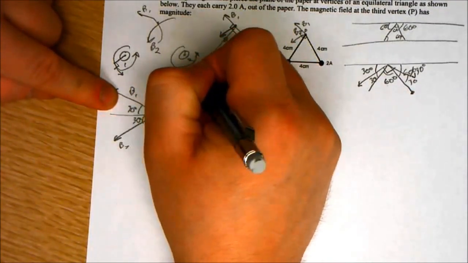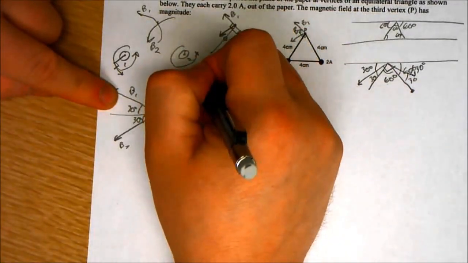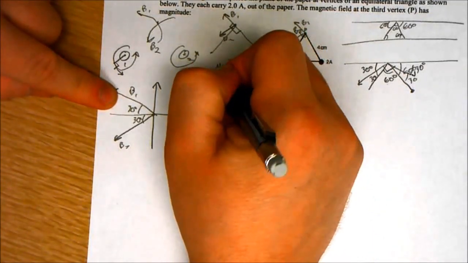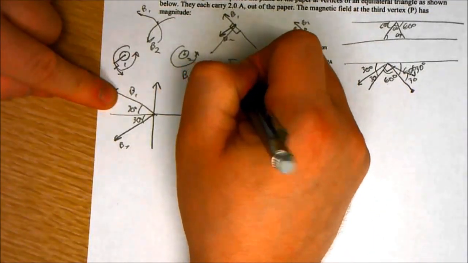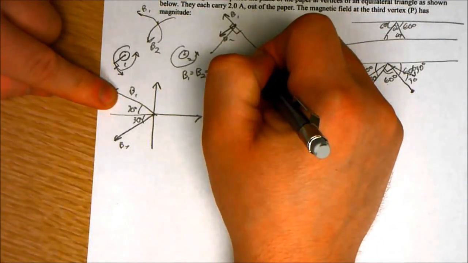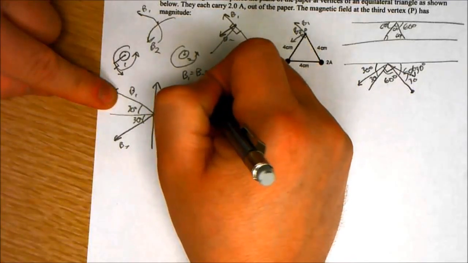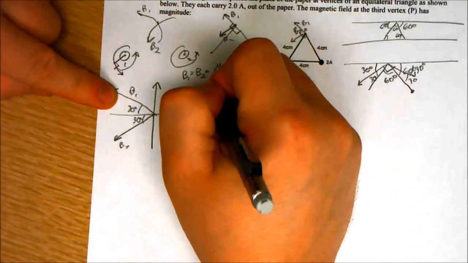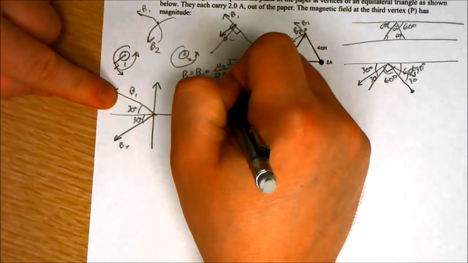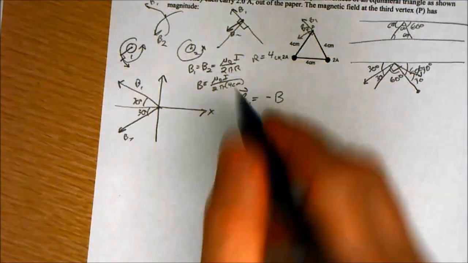So the magnitude of B1, we know it's going to be the same as the magnitude of B2 because they have the same current. That equals mu naught I over 2 pi r, where r is 4 centimeters. So I'm just going to define this generic B as mu naught I over 2 pi times 4 centimeters. You can call it however you want.